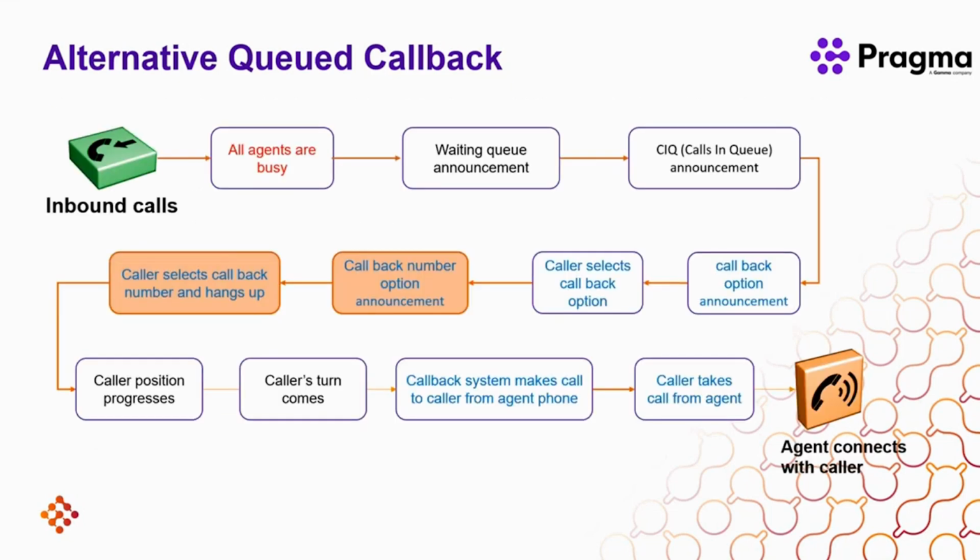I've got a slide here just showing you how the call flow works, and it's these two orange boxes that are the new options within the queue. That's a callback option, and the menu to enter the number you want to call back on.